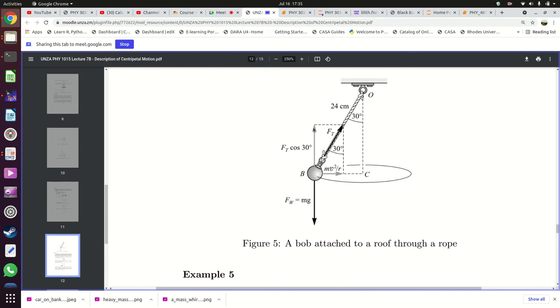You have this component of the tension, the vertical component FT cos theta, which is balancing the weight of the bob. The weight of the bob is in black. The vertical component is this gray bit, FT cos theta. Now, FT cos theta exactly balances the weight so that the bob doesn't go down and it also doesn't go up. So FT cos theta is equal to the weight of the bob. Are we clear?